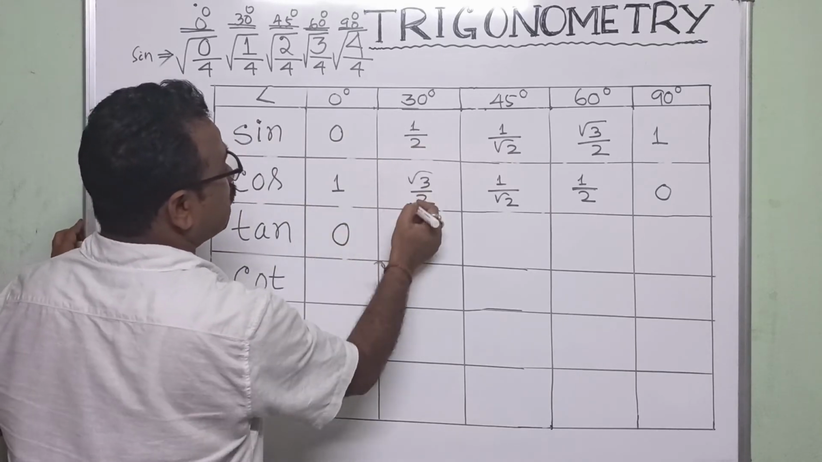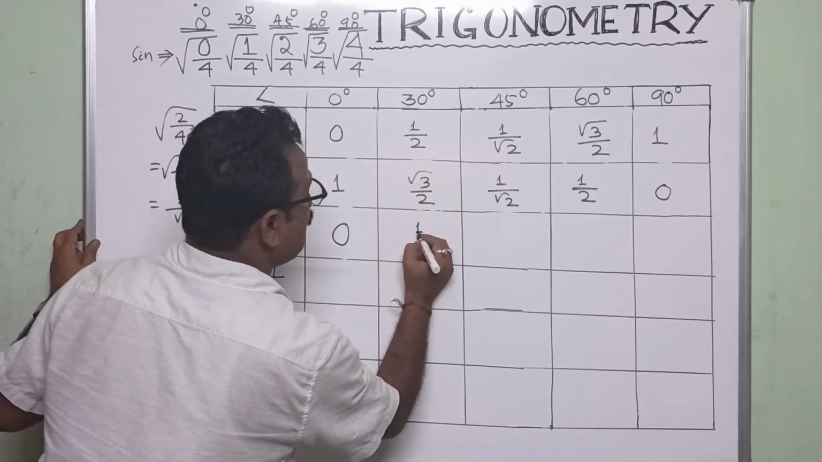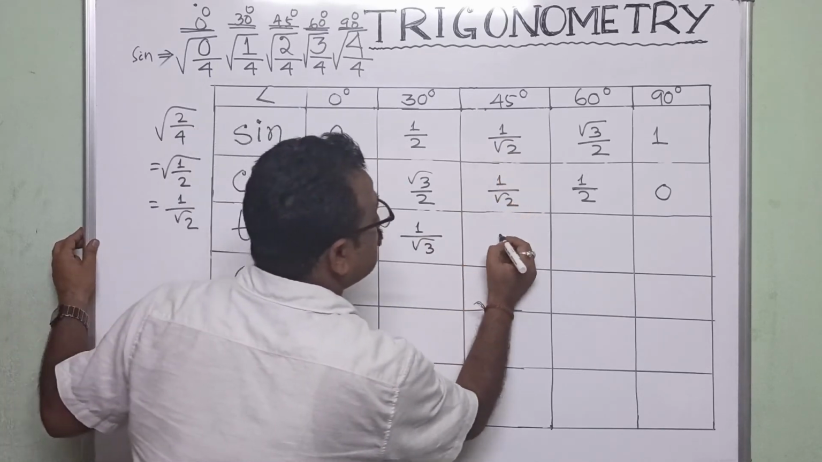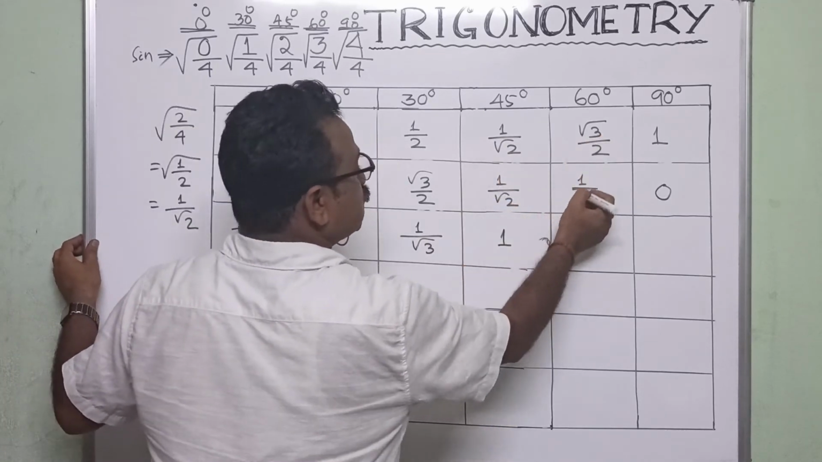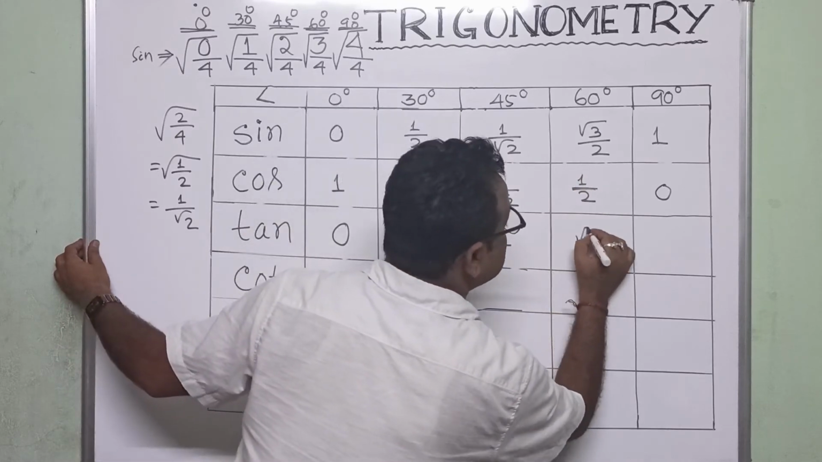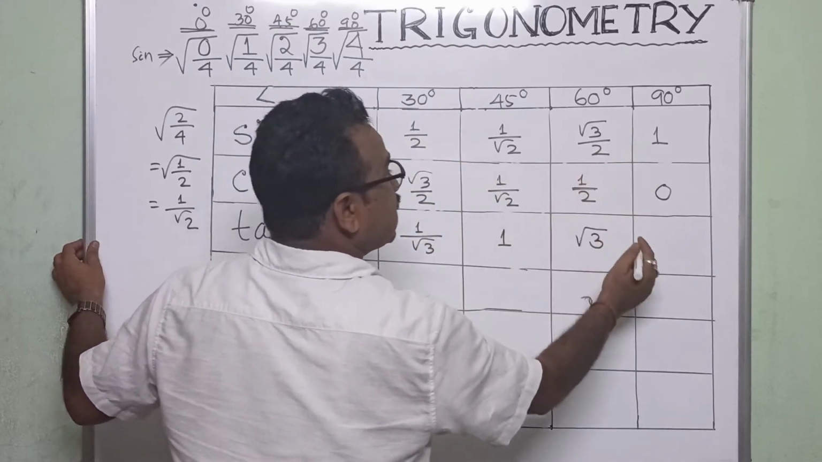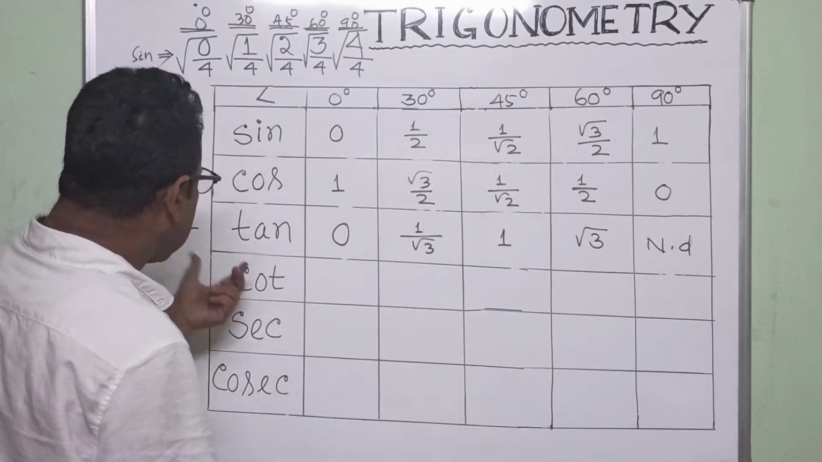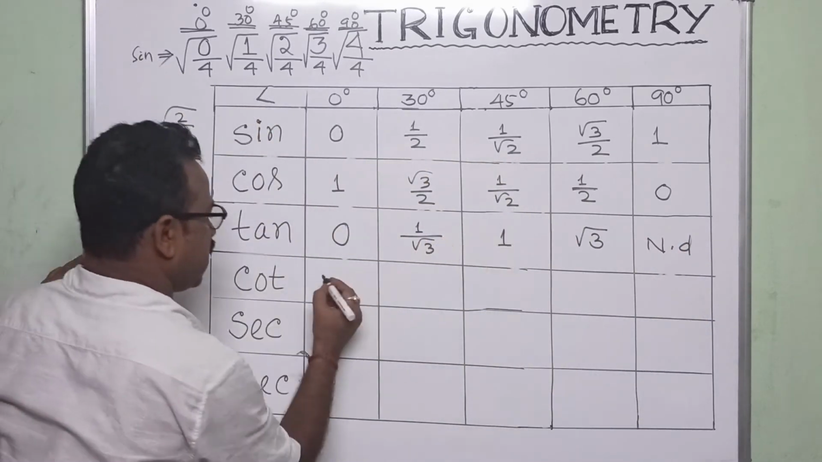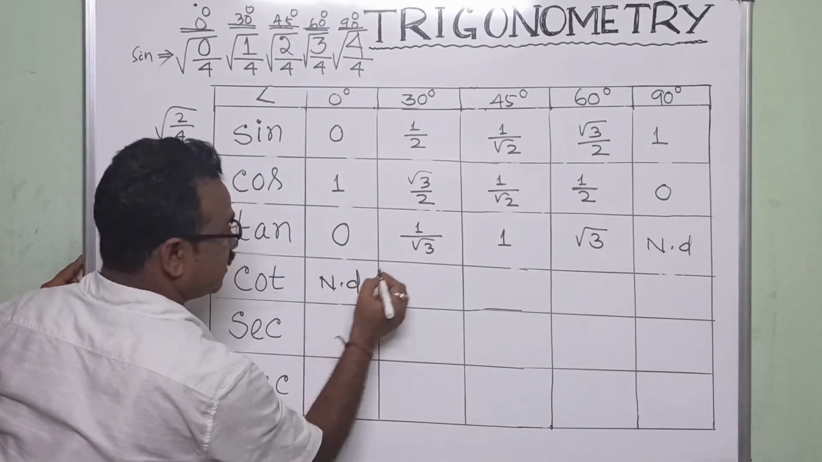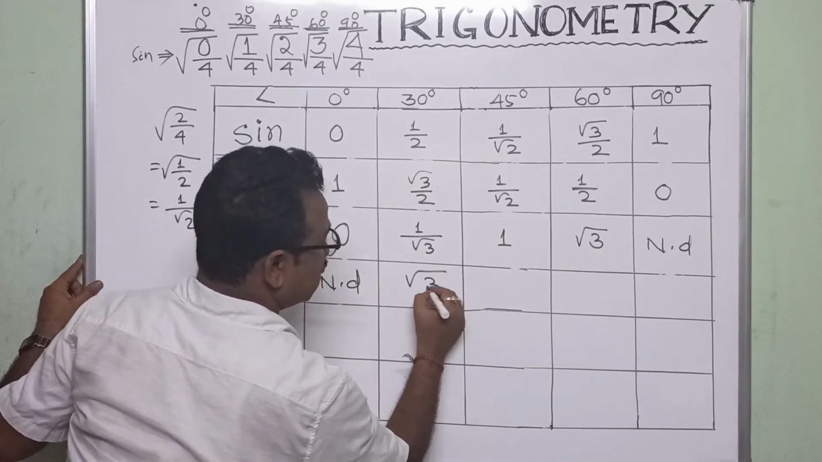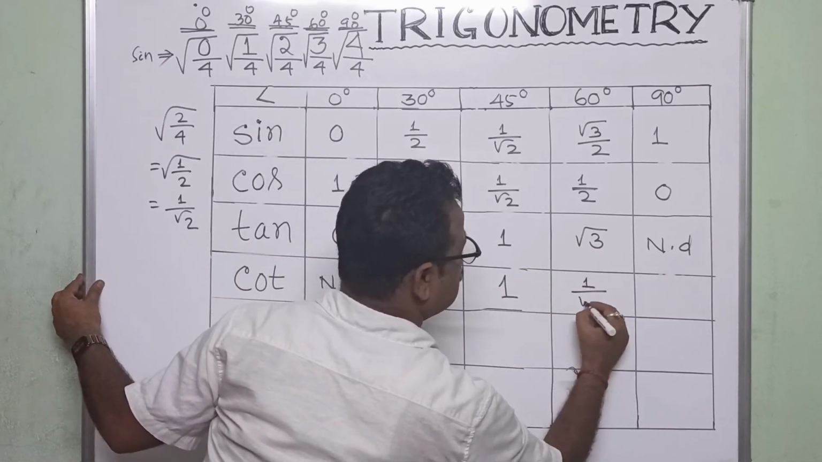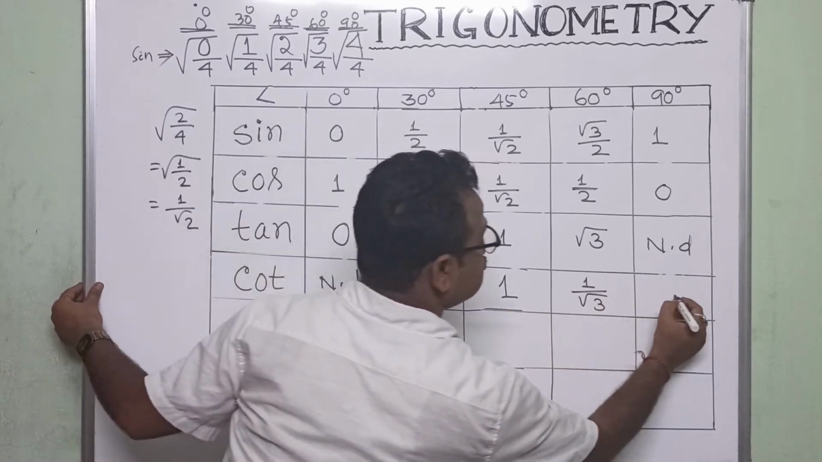Now 1 by 2 by root 3 by 2 is coming 1 by root 3. Here 1 by root 2 by 1 by root 2 is 1. Here root 3 by 2 by 1 by 2 is coming root 3. Now 1 by 0, so the value cannot be obtained, not defined. Now cot is the reverse of tan. Now here ND, here root 3, here 1, here 1 by root 3, then here 0.